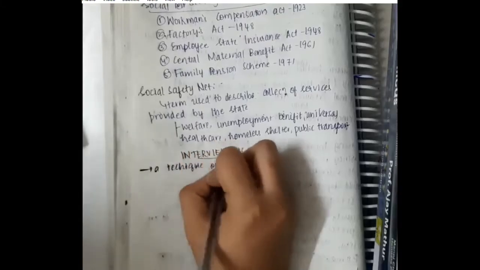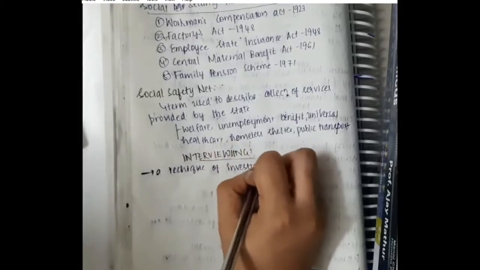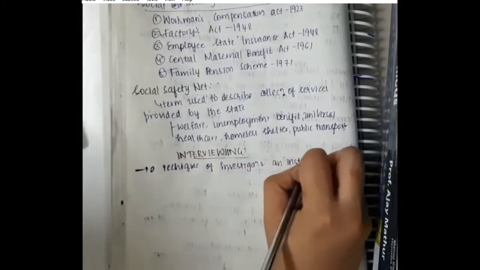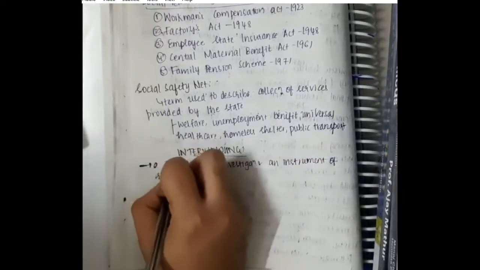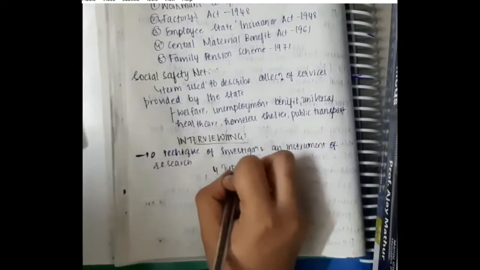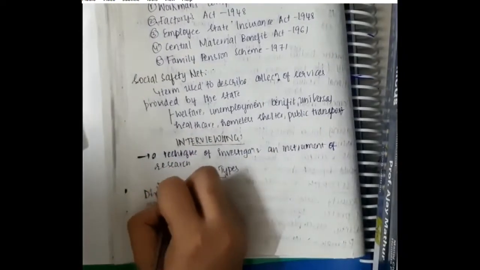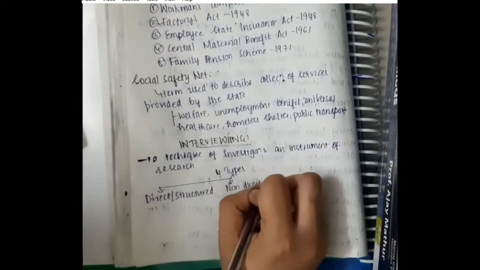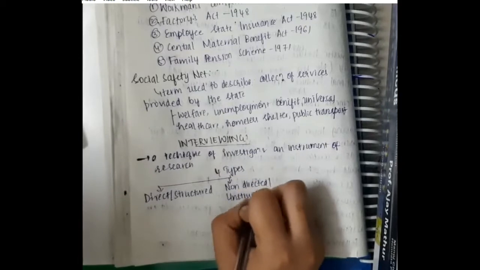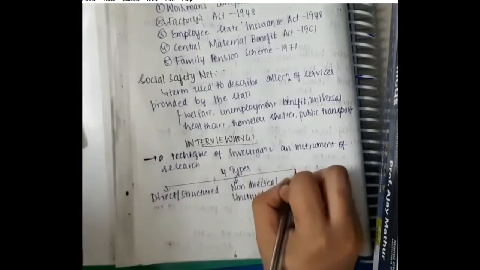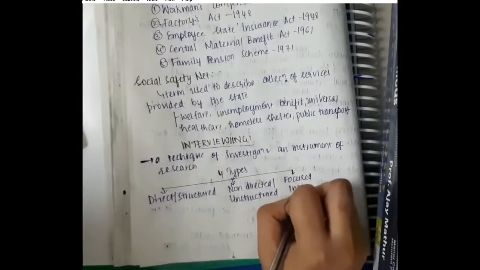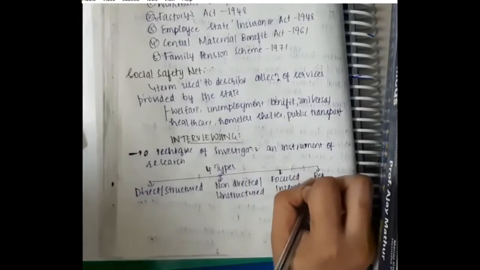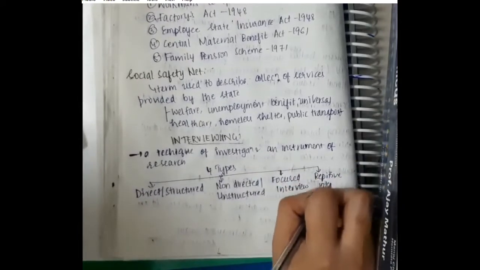Hello friends, let us now learn some important points about interviewing. Interviewing is a technique of investigation and an instrument of research. We have four types of interviewing: direct or structured interviewing, non-direct or unstructured interviewing, focused interview, and repetitive interviewing.